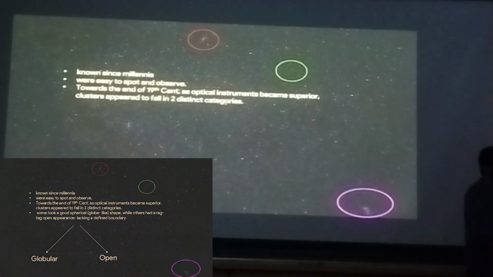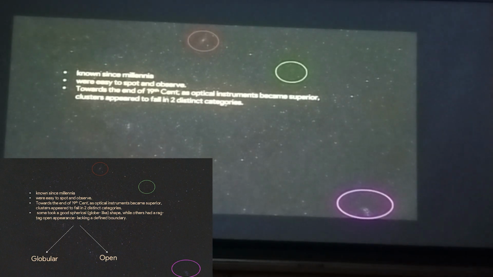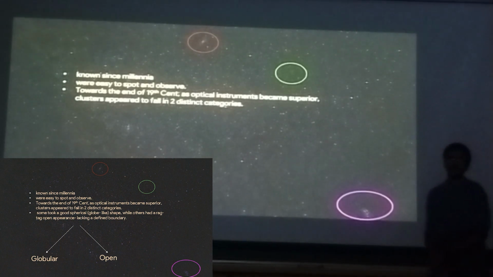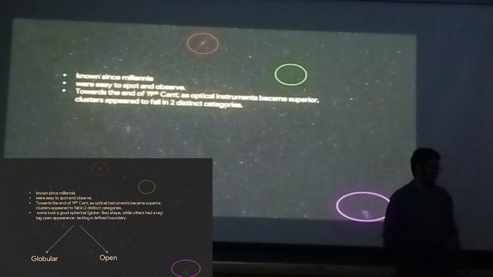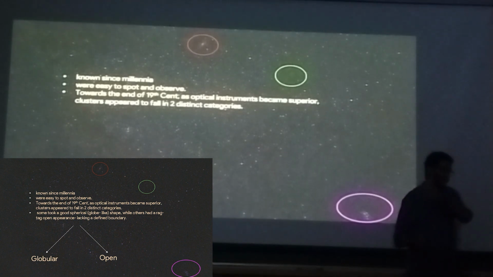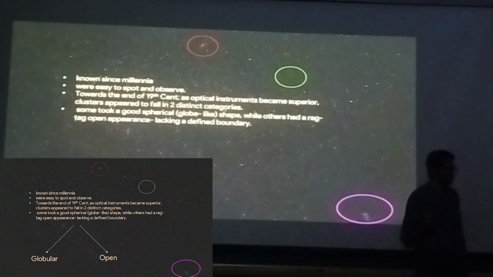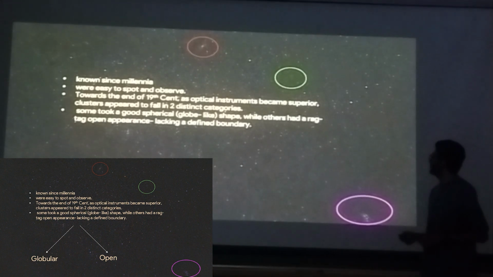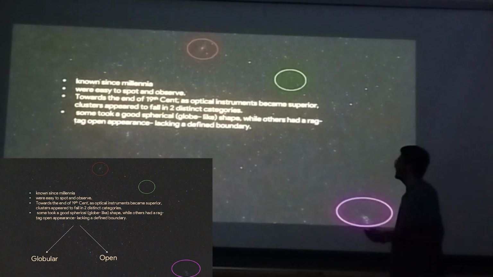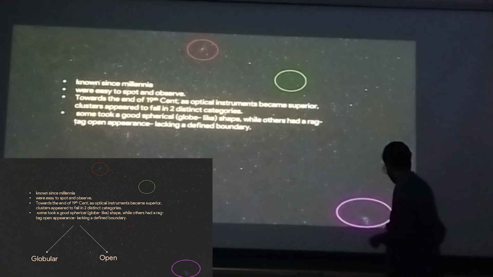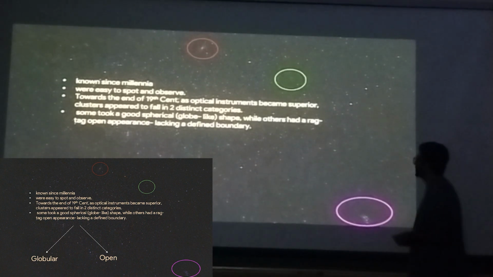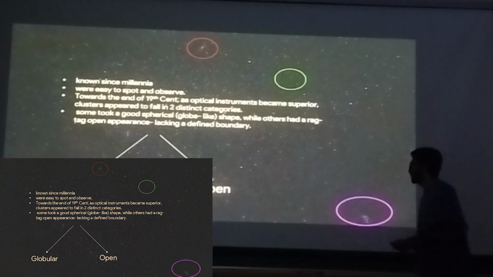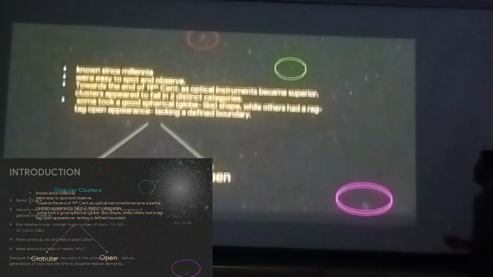Towards the end of the 19th century, as optical instruments became more superior, we were able to segregate clusters into two distinct categories. Some took a good spherical globe-like shape, while others had a ragtag open appearance, like this one. As you might have already guessed, they are called globular and open clusters. So let us learn what globular clusters are.